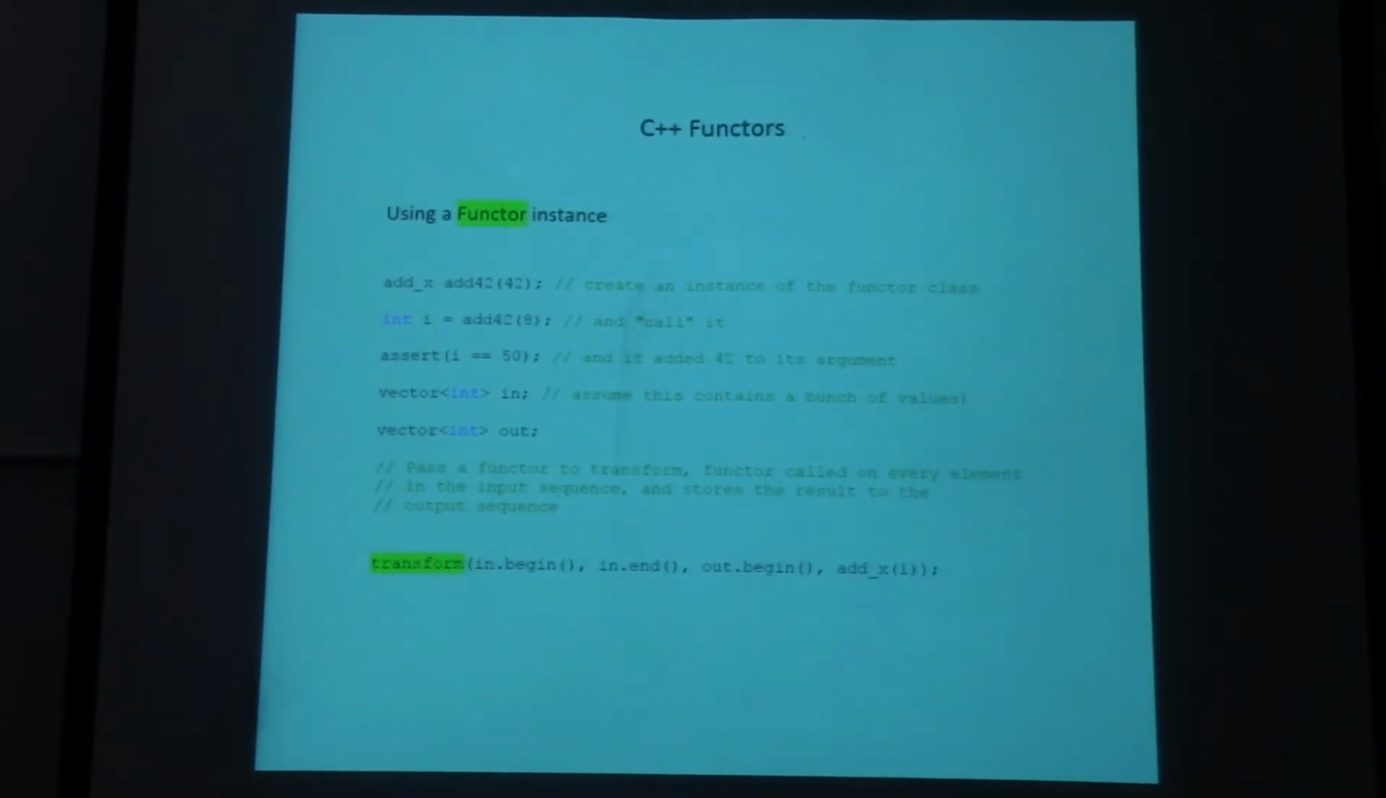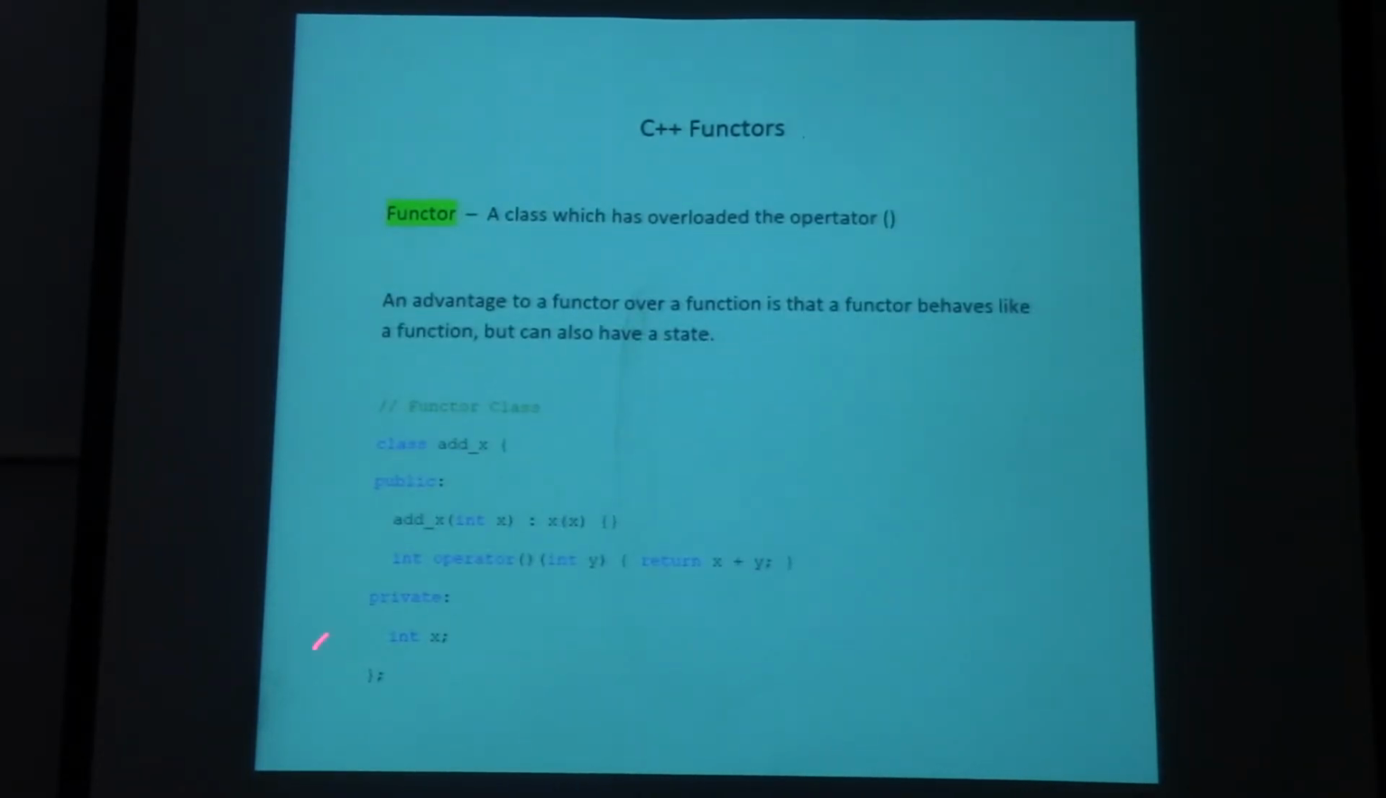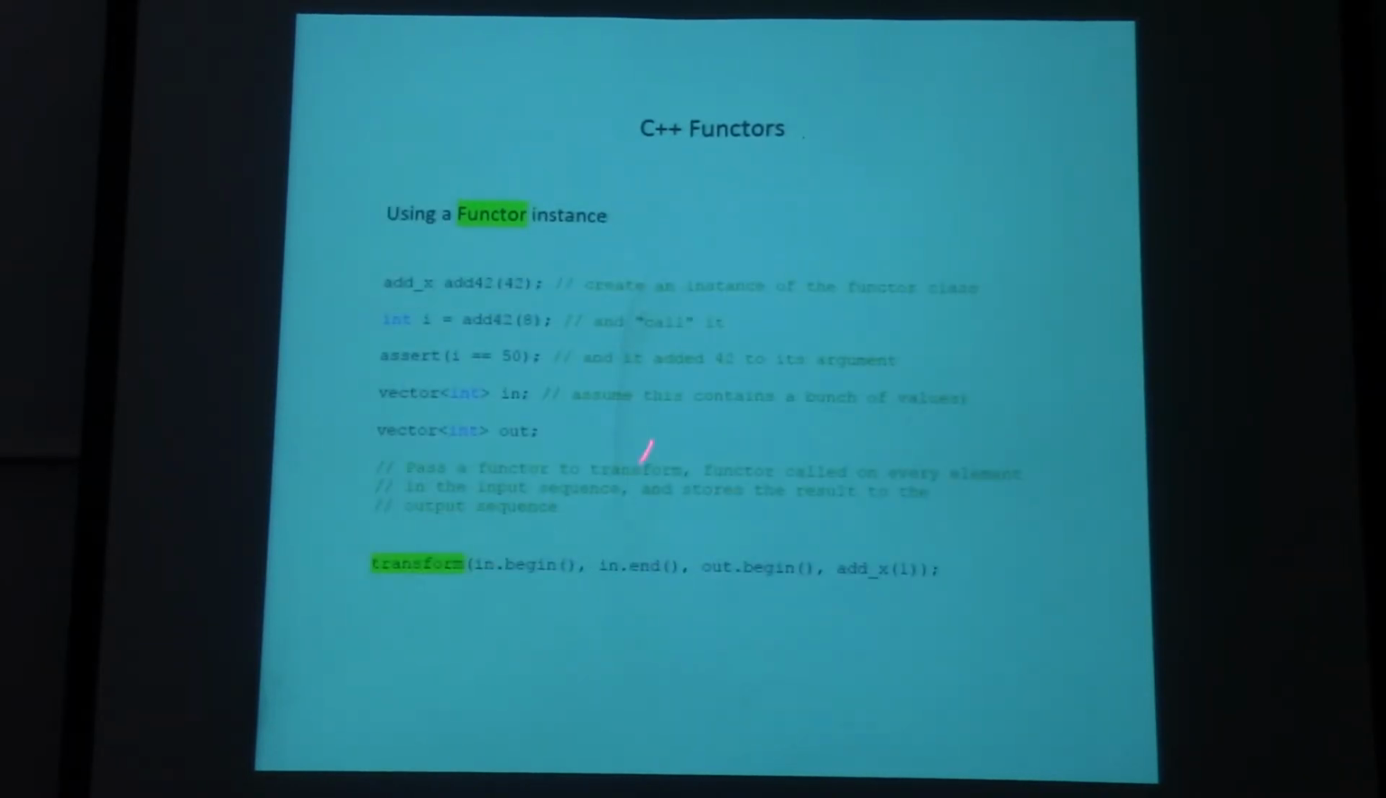So when I say that a functor has a state, well, you think about it, basically the property is 42. Why is it 42? Because I constructed a 42. So if I say add42(8), it's going to be 50. If I say add42(1), it's going to be 43. The state of the object can be used in computation. So it looks like I'm calling a function, but I can also use state information of my object. So that's why it looks like a function, but it's really an object calling an overloaded parentheses operator. Therefore, that's why we call it a functor.